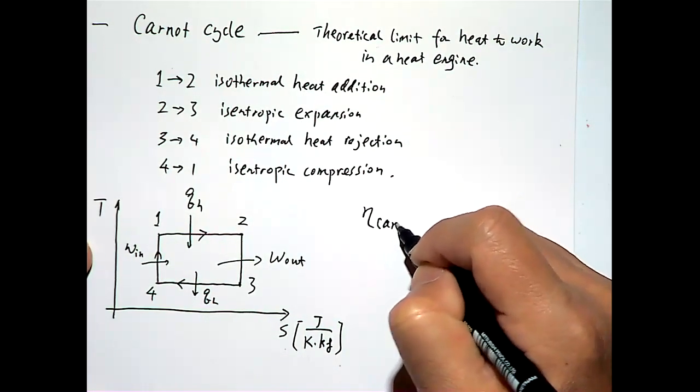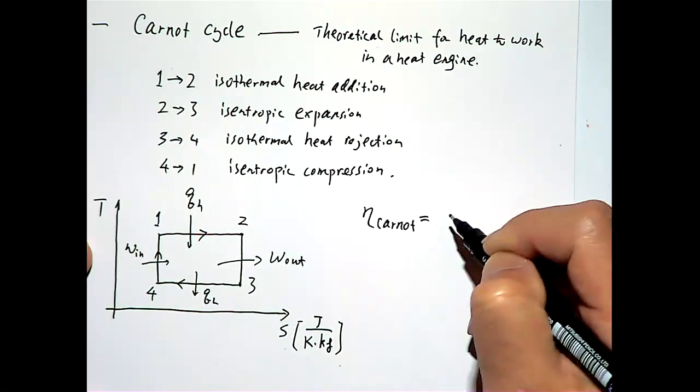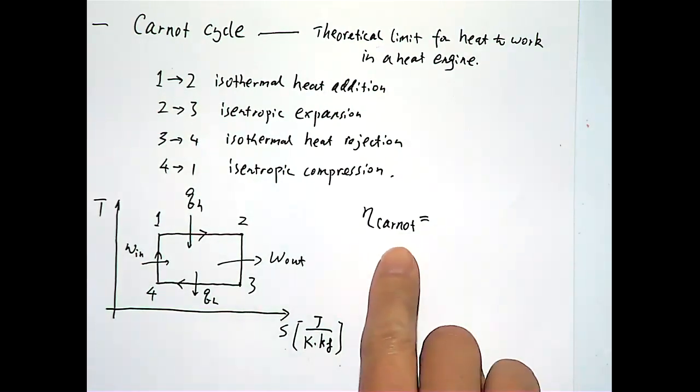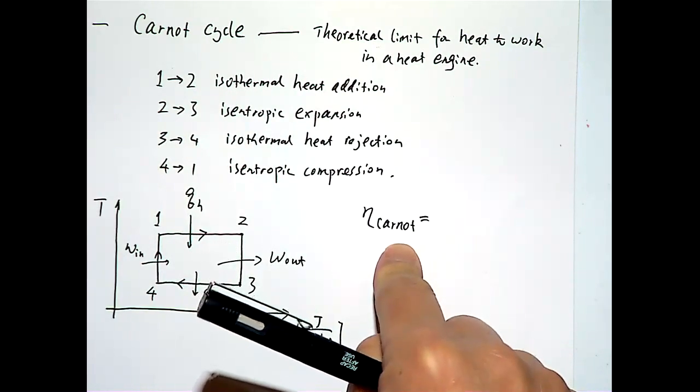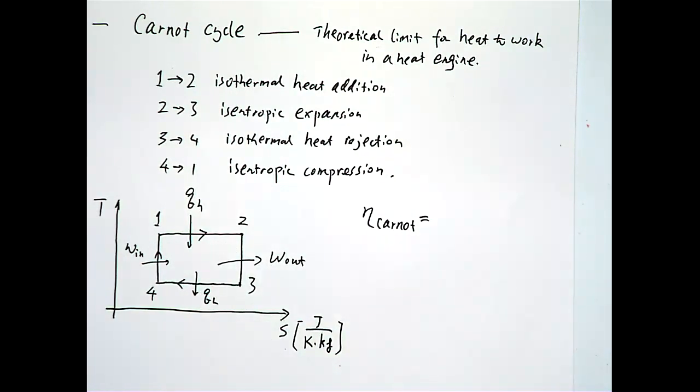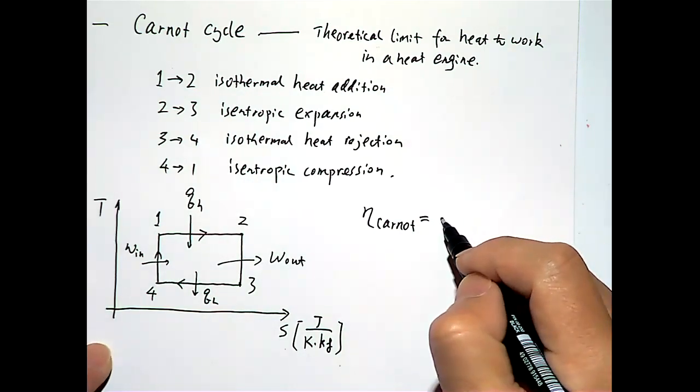Say the Carnot cycle efficiency. So this is the thermal efficiency, which is the definition of the efficiency: how much useful work you can output from a cycle versus how much energy you need to put into the cycle in order for that work to be done. Right?